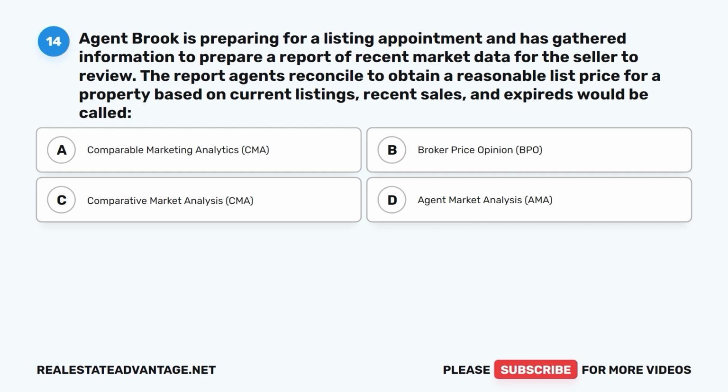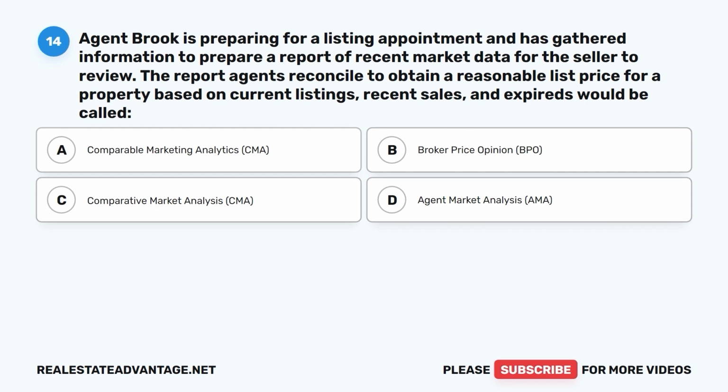Question 14. Agent Brooke is preparing for a listing appointment and has gathered information to prepare a report of recent market data for the seller to review. The report agents reconciled to obtain a reasonable list price for a property based on current listings, recent sales, and expireds would be called A. Comparable marketing analytics, CMA. B. Broker price opinion, BPO.